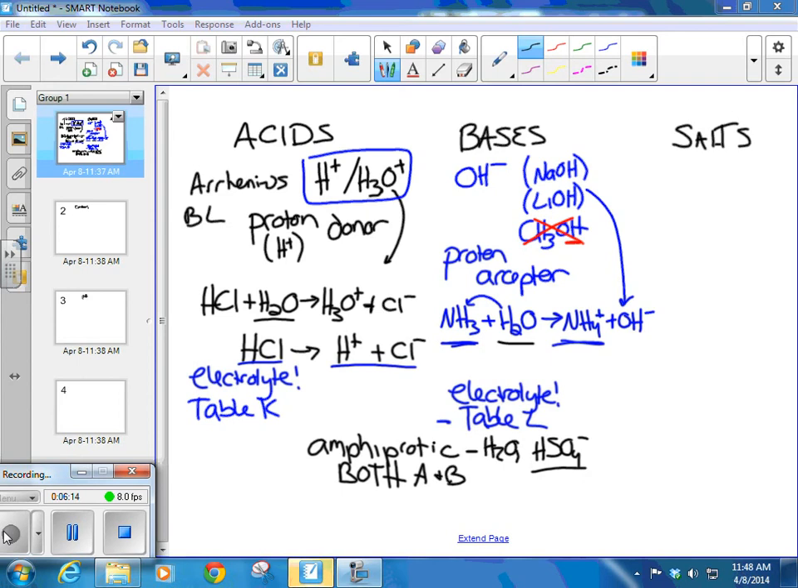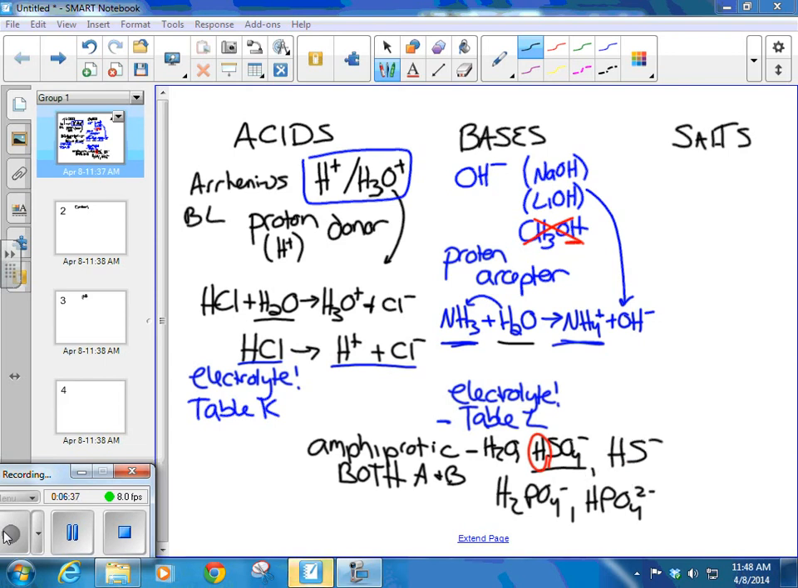It can also lose another proton. This is the one right here it can lose. It can also gain one and go back to sulfuric acid. So it can go both ways. What else you're looking for is something like H2PO4 minus or HPO4 2 minus or HS minus. They're all minus.